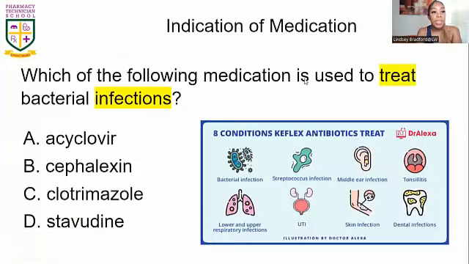The next one is indication of medications. It says, which of the following medications is used to treat a bacterial infection? So we're still talking about antibiotics, because we're talking about an infection, right? Remember last week, or in one of our videos, we talked about anytime something ends in VIR, it is normally used to treat a virus.